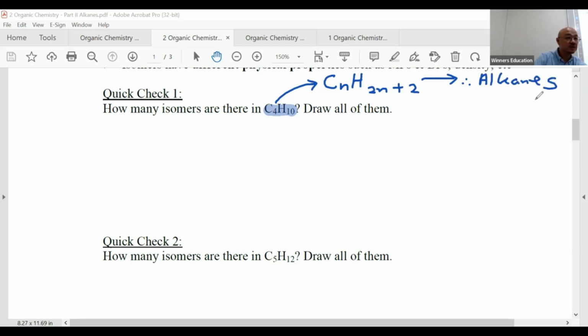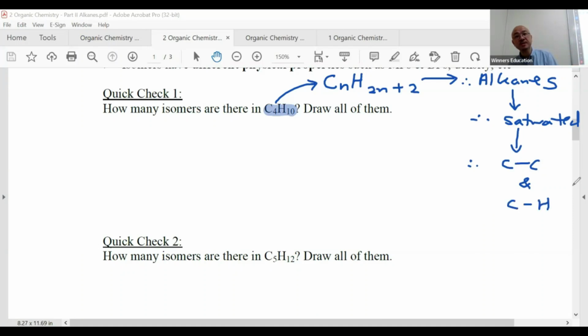Please refer to alkanes. What do I mean by alkanes? Alkanes are saturated. I just discussed this. And alkanes only have what bonds? C-C bonds and C-H bonds. Get this down, please. And how do we play them?